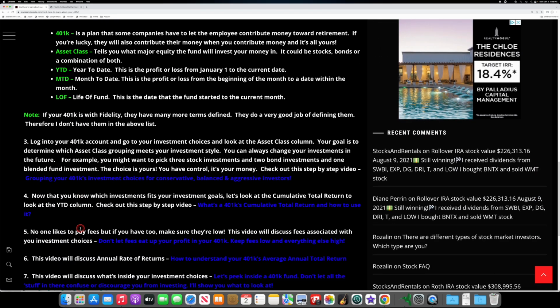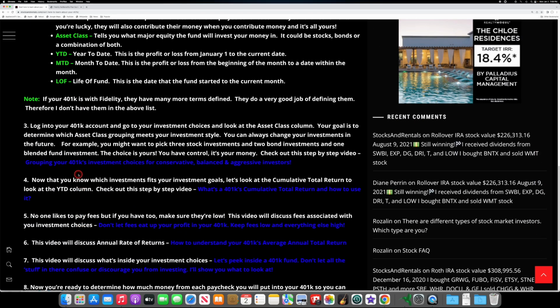Step number three, once you get into your 401k, you're going to see a lot of stuff to pick from. And I show you how to group all the stuff into what type of investor you are. If you're conservative, I say, look at this stuff. If you're balanced, you want to be over here. If you're aggressive, you might want to choose these type of stocks.